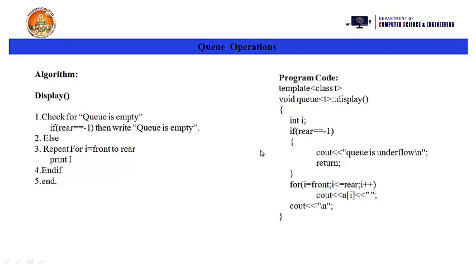And this is the code for the display operation. To display the values of a queue also, we need to check the condition with the rear position. If rear equals minus 1, the queue is underflow, which means empty, and it is not possible to display the values of the queue. If the condition is false, then we can display the values of the queue by using a for loop.